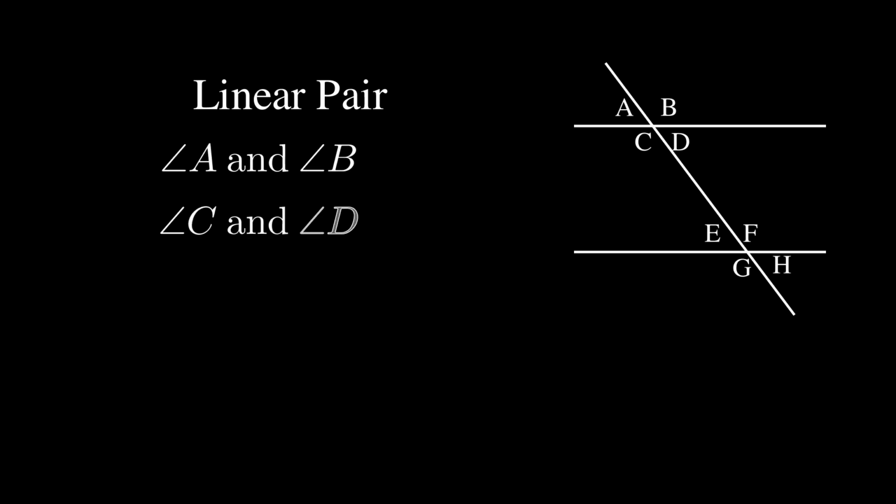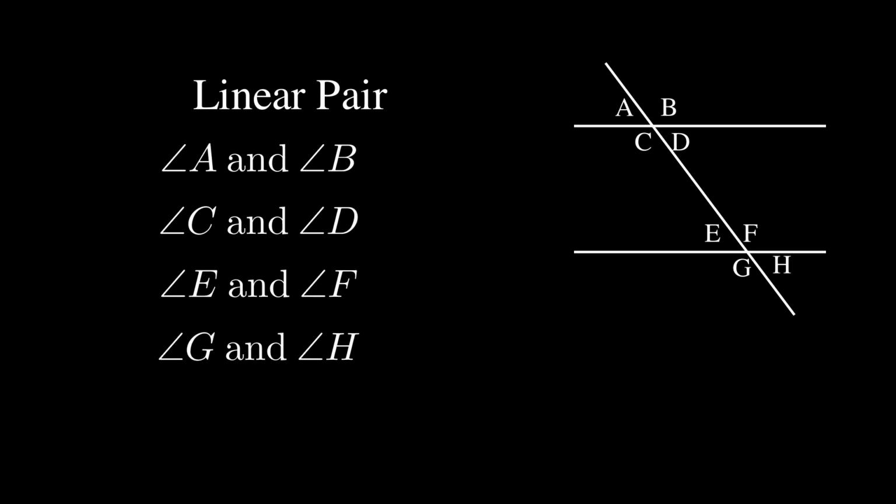Here's a bonus type of angle pair, a linear pair. These are two angles that are adjacent and supplementary. Angles are adjacent when they share one side as well as a vertex and don't intersect. In the figure, the linear pairs are A and B, C and D, E and F, and G and H, as well as a few more.